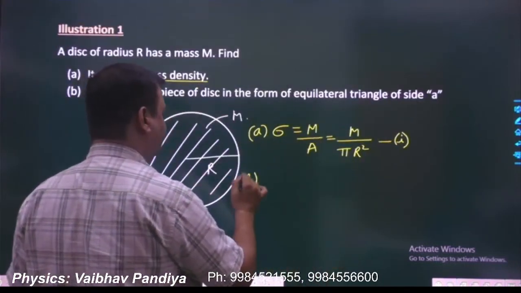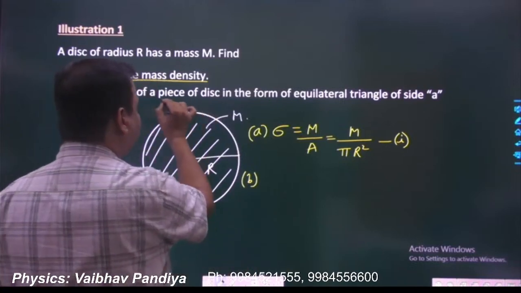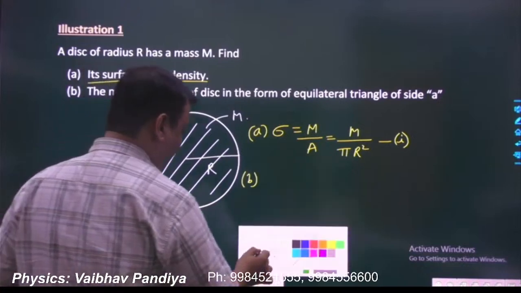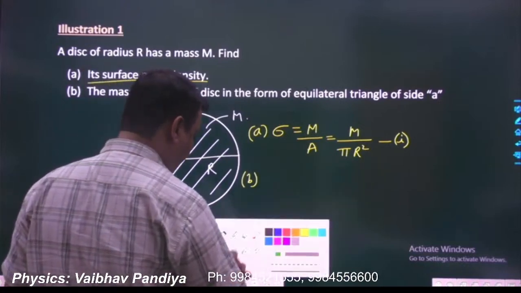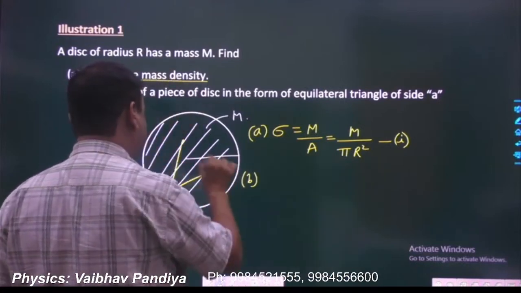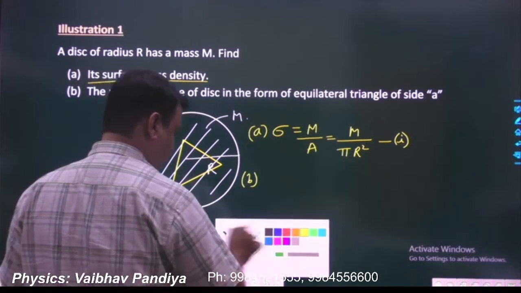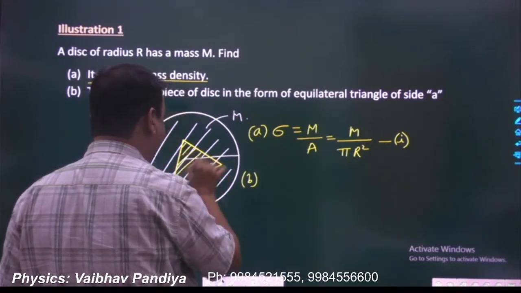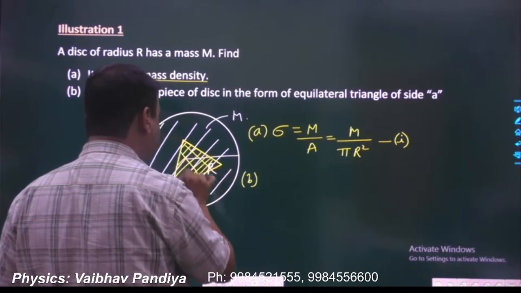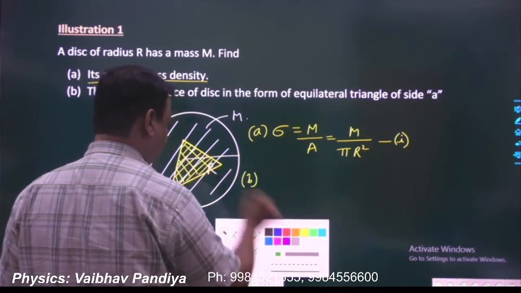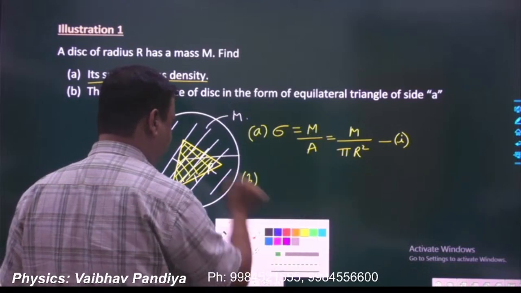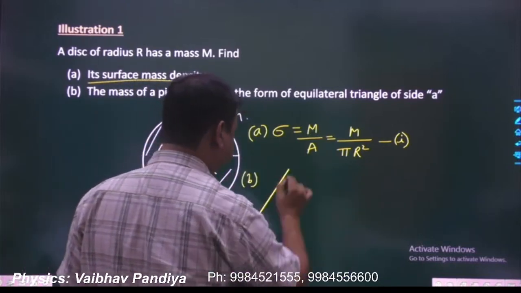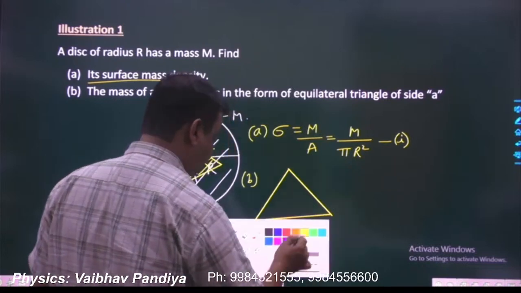Now the second part says, find the mass of a piece of the disk in the form of an equilateral triangle of side A. Now what we have to find? We have to find the mass of the portion of this disk, and the portion is in the form of an equilateral triangle of side A. So if you just focus on this equilateral triangle, correct?